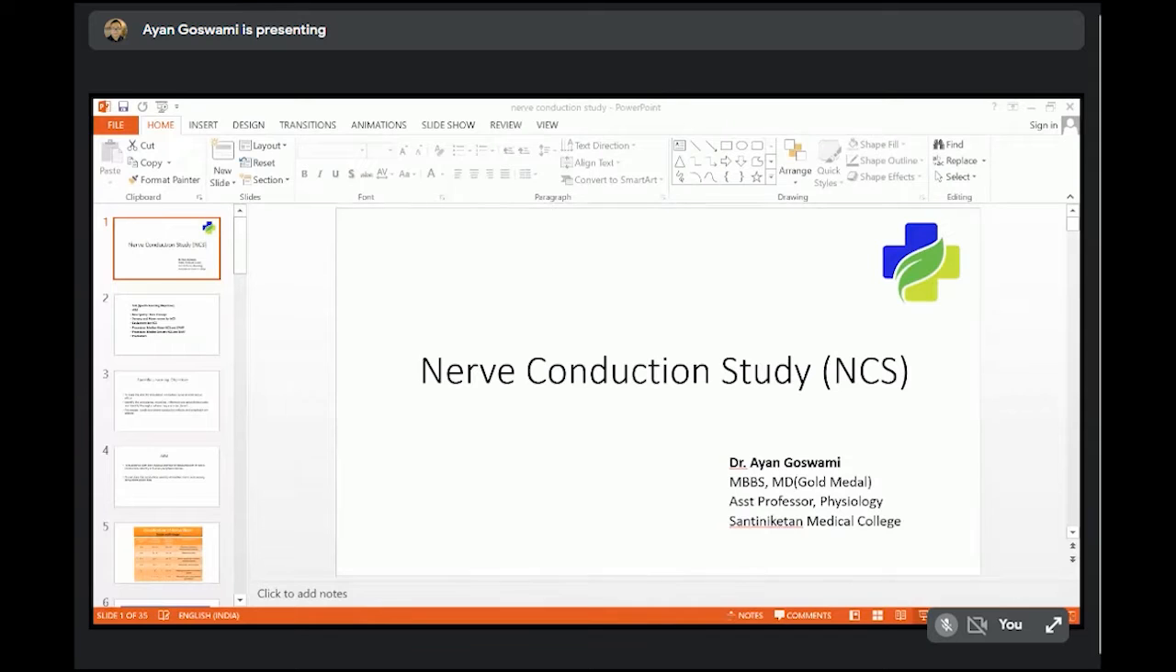There are two types of damage in nerves. One is damage of the myelin sheath. You know the typical shape of the neuron you have drawn in your 10+2. We have a cell body, then we have axons, and over the axons we have the myelin sheaths. Either the myelin sheath may be damaged, and we call it demyelination.